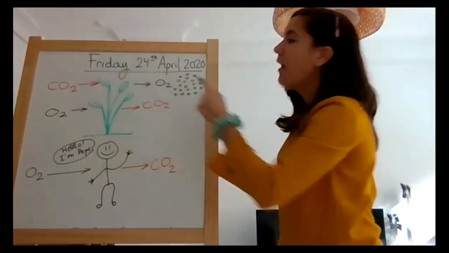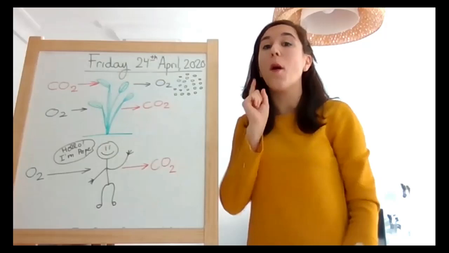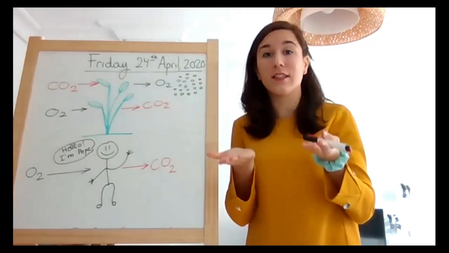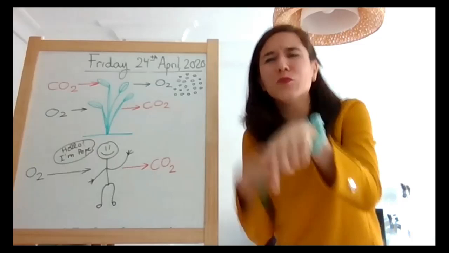Now, it says in your books that during photosynthesis, the plants produce more oxygen than they need for respiration, and that's how they sustain life on Earth, that is, como sostienen the life on Earth, la vida en la tierra, okay? Teacher, what is that, that they produce more oxygen than they need and blah, blah, blah? I'm going to explain you.